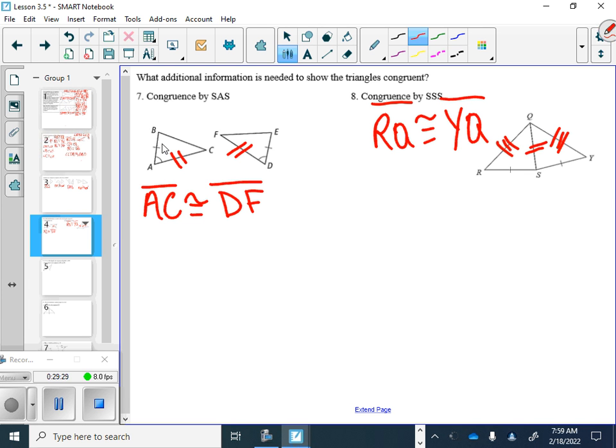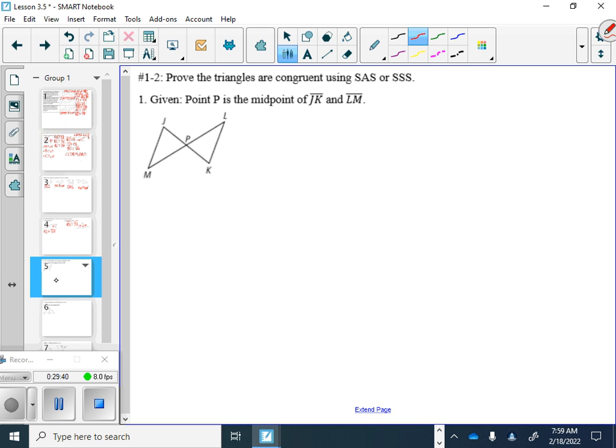Okay? All right, are there any questions on the front before we flip to the back? All right, let's flip to the back. Okay, here's where things get fun. Not really. Alright, with triangle congruence, as you've seen already, we haven't dealt with any numbers, right?